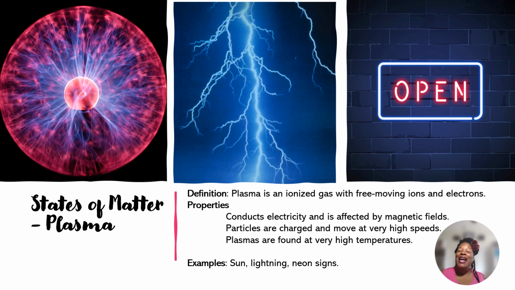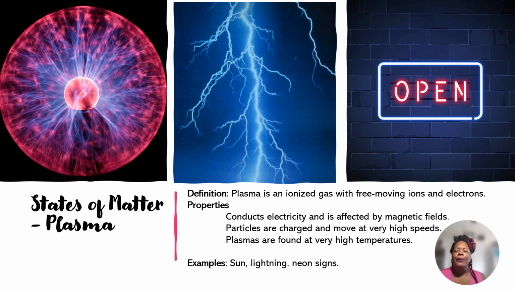Here is that last one that I wanted to discuss, and that is plasma. People oftentimes don't think of plasma being a state of matter, but it is. It's the fourth one in this category. Plasma is an ionized gas with free moving ions and electrons. Now, do you all know where plasma actually resides? In the sun, lightning, and in those neon signs.